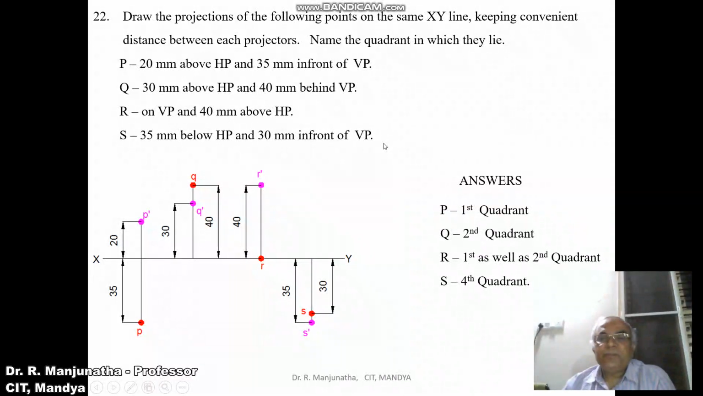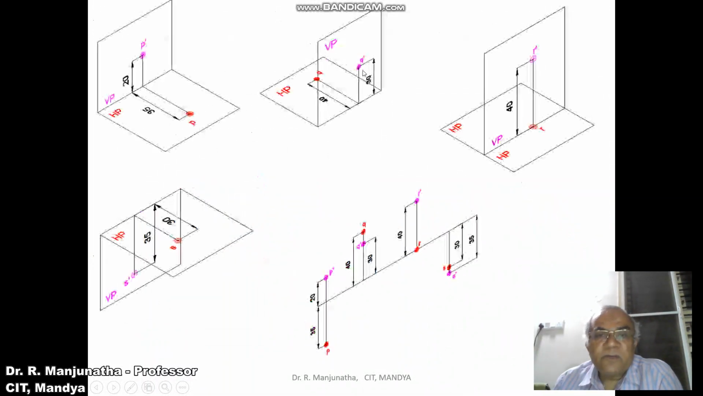So this is the problem. So now first we will analyze this. P is 20 mm above HP and 35 mm in front of VP. Since the condition given is above HP and in front of VP, obviously it should be in the first quadrant. So we're going to take the first quadrant here.